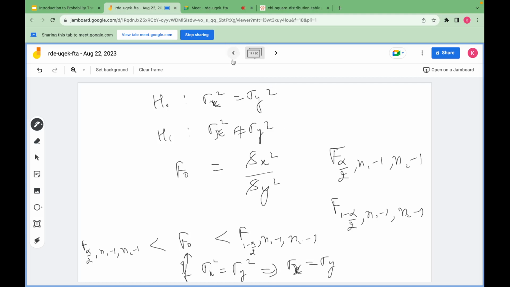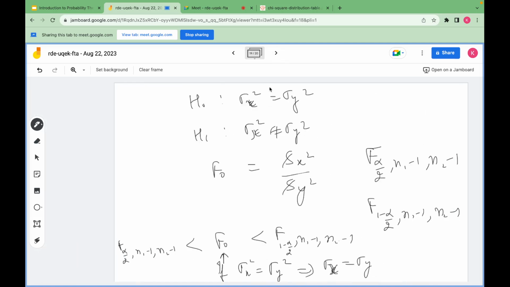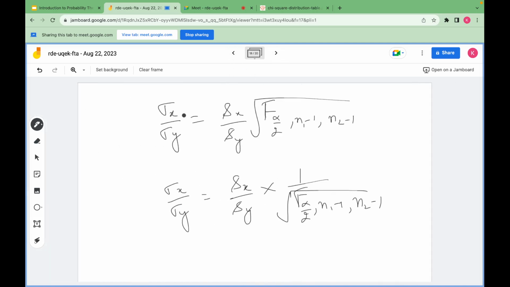So what we are doing here is finding the upper bound for this interval distribution. We will take this thing.